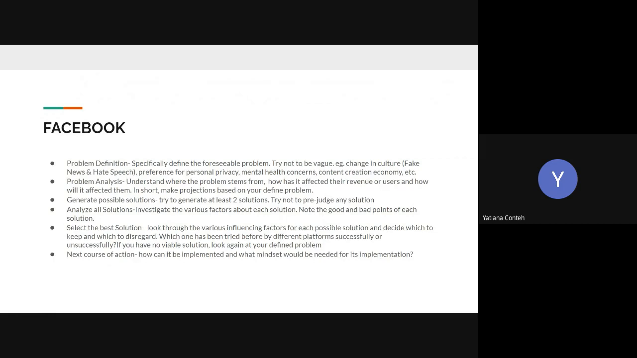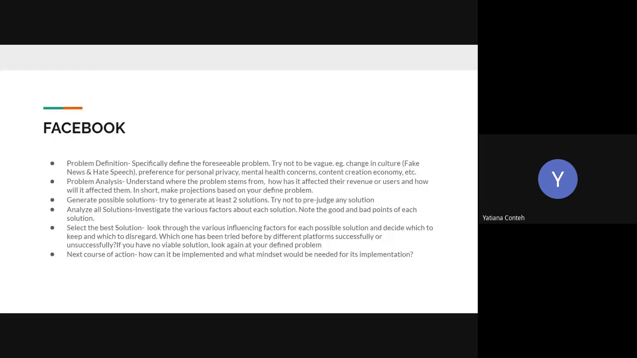So if you've decided that you're going to talk about fake news, the whole problem of people posting fake news on Facebook, okay, try to understand where the problem stems from. That means where the problem is generated from. Is it because you have a lot of troll accounts, you know, a lot of fake accounts, or is it because some of the accounts are not monitored? Whatever you think the problem is generated from, you try to understand it.